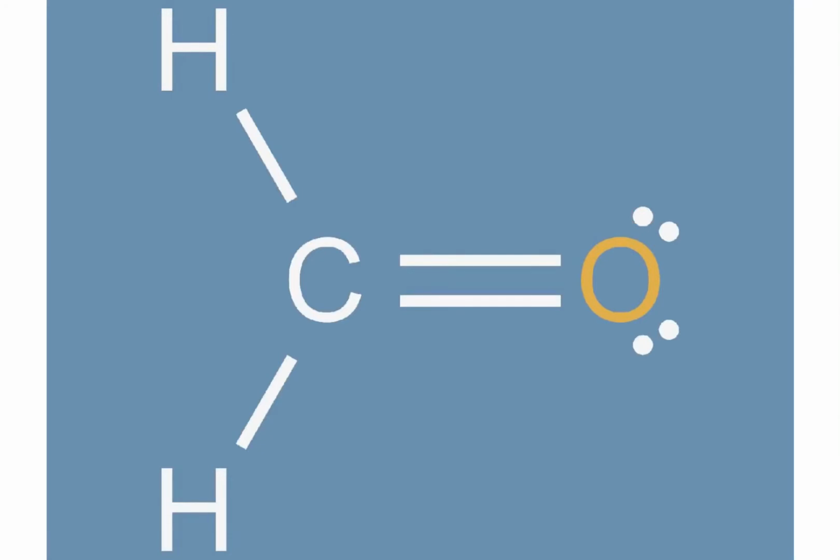Lewis structures, also called electron dot structures or electron dot diagrams, are diagrams that show the bonding between atoms of a molecule and the lone pairs of electrons that may exist in the molecule.